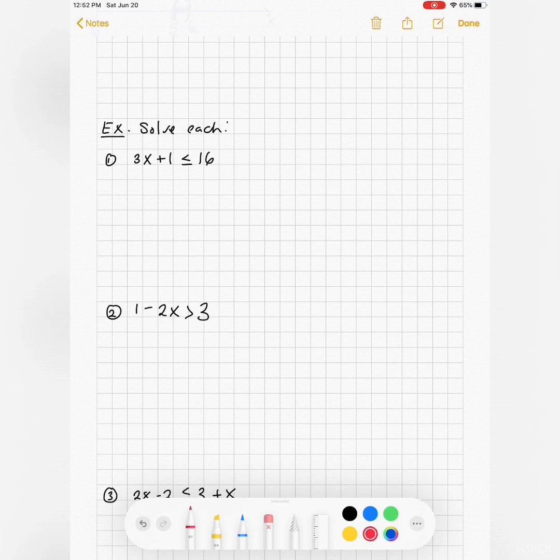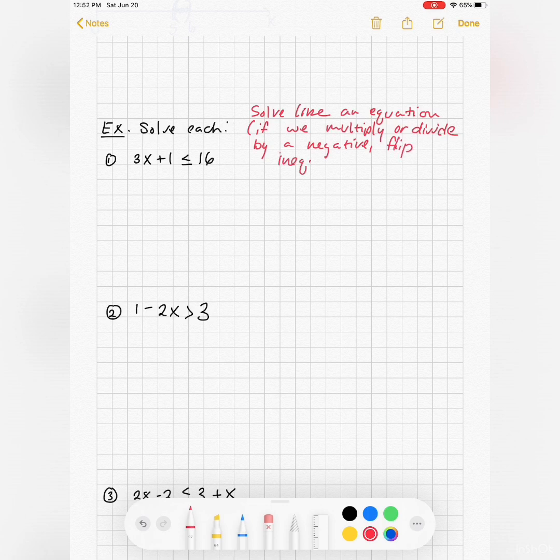So we can solve inequalities. We basically solve these like equations, like as if there were just an equals. There's just one thing you have to remember. If we multiply or divide by a negative, we have to flip the inequality. So that's the only thing we really have to remember that's different about inequalities versus equations.